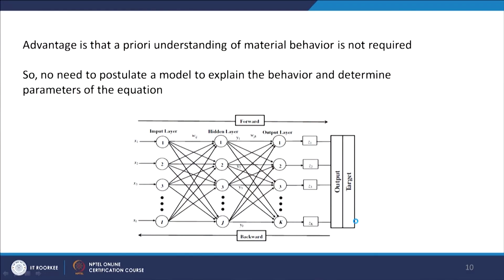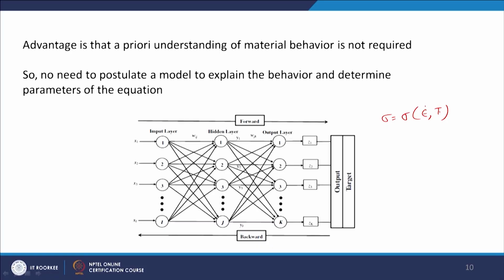Now, there are sometimes, as I told you, artificial neural network based models also. So, in an ANN based model, the advantage is that you do not have to know the material behavior or actual deformation mechanism a priori, you do not need that. Also, I do not need to know which model I should be using for this particular material. So, I do not have to postulate a model, I do not have to determine the parameters of the equation, because we are not talking about any equation here.